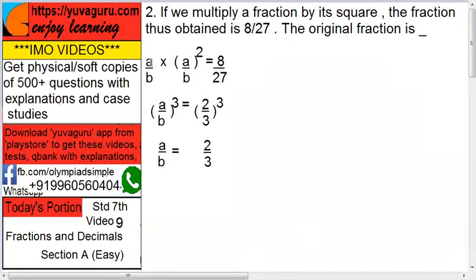But same number multiplied by its square, so it becomes cube, right? 2 into 2 square, so 2 into 4, it becomes 8. So same logic, a upon b the whole cube it becomes, and this becomes what, 8 is 2 cube, what is 27, 3 cube. So a upon b the whole cube equals 2 upon 3 the whole cube. Now cube gets cancelled, so a upon b equals 2 upon 3. So that is the required answer.